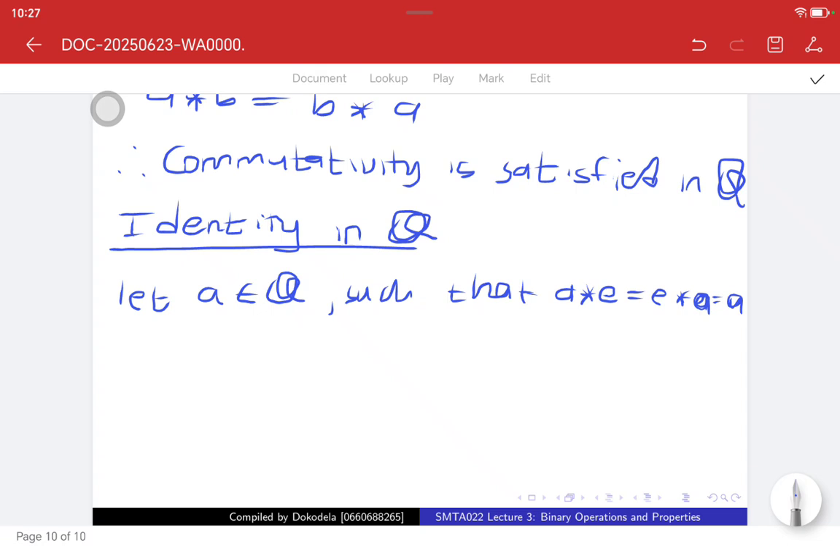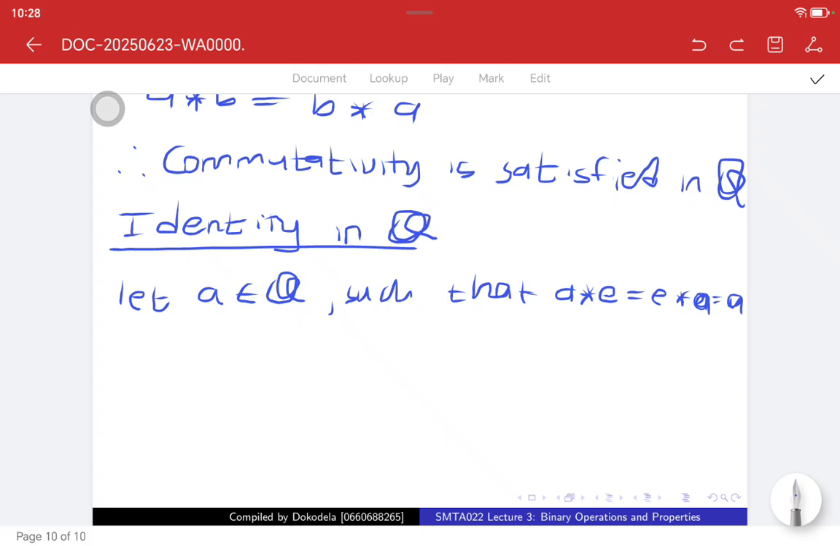It doesn't matter whether we apply it on the left hand side or the right hand side, so we must show both of them. We're going to show both of them to check if they are applied. So let's check this one first and then we check the other one.